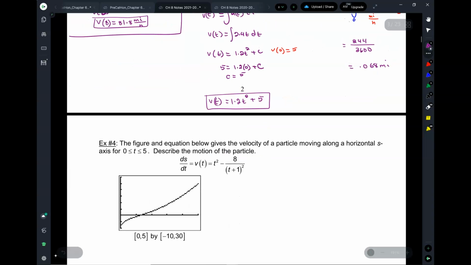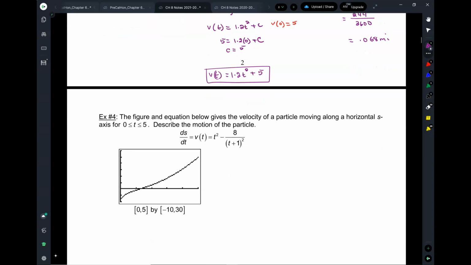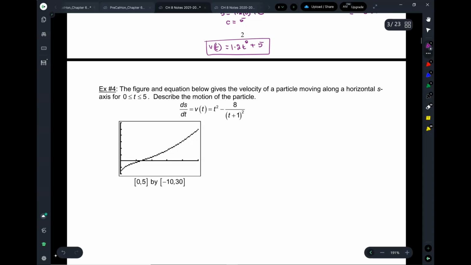The figure and the equation below give the velocity of a particle moving along a horizontal s-axis for 0 to 5. Describe the motion of the particle. So ds/dt is equal to this. When it says describe the motion of the particle, you want to talk about when it is going to the left, when it is going to the right, when it has stopped. We're not talking about, oh, it was a wonderful journey. That's not how we describe the motion.